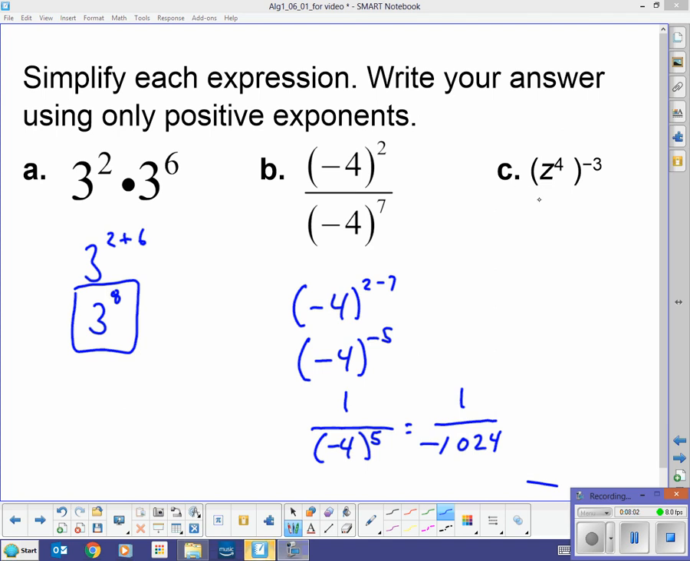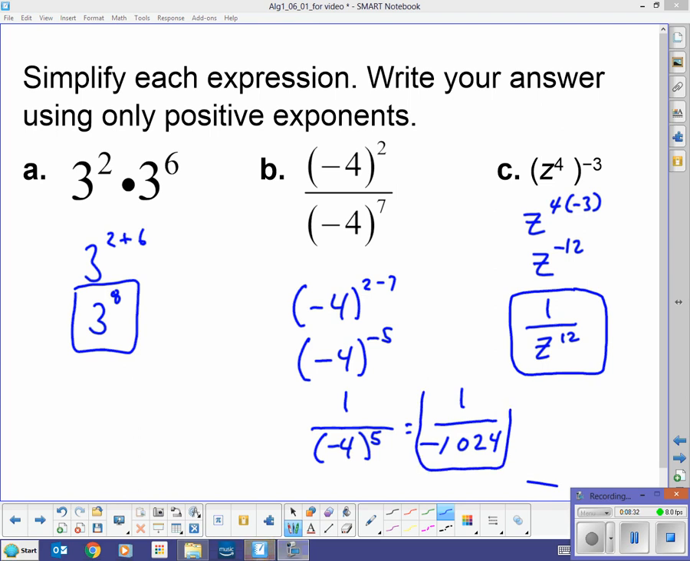Okay, and then we have a power raised to a power. So z to the 4th raised to the power of negative 3. I think of that as z to the power of 4 times negative 3. I think of this as z to the power of negative 12, or 1 over z to the power of 12. That one's done.